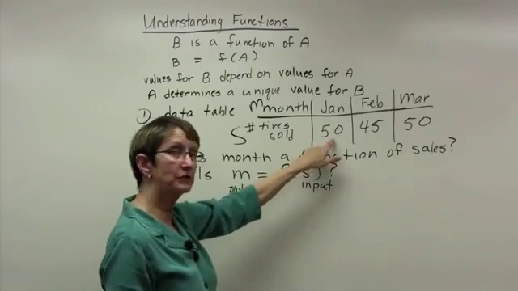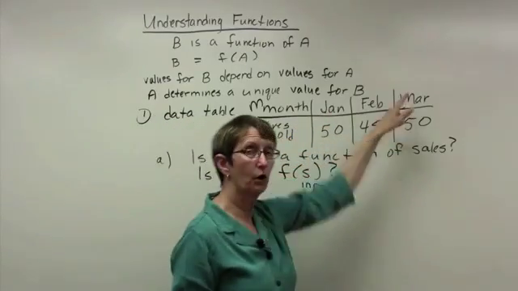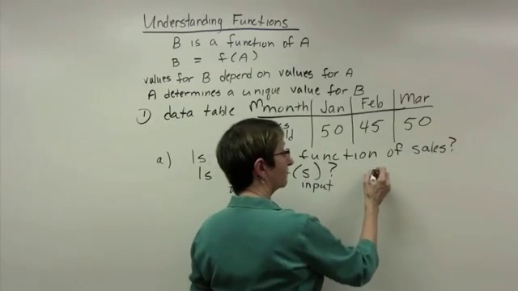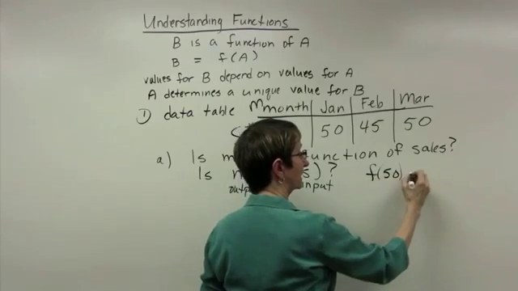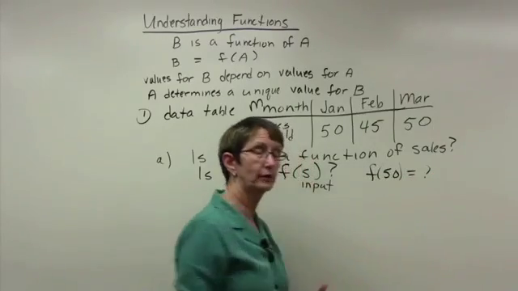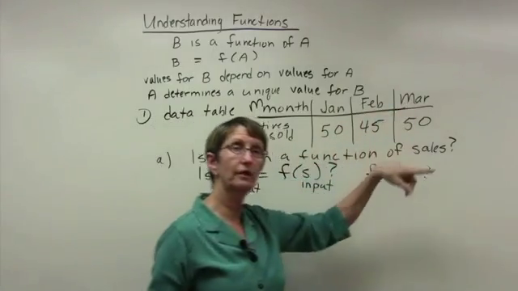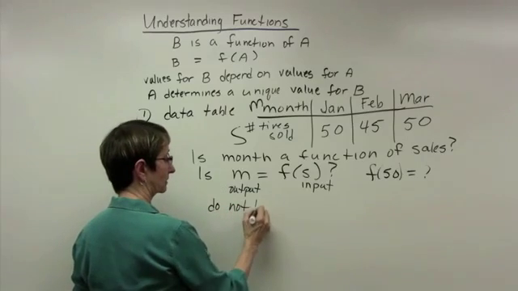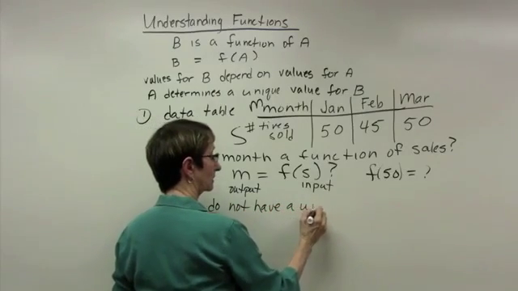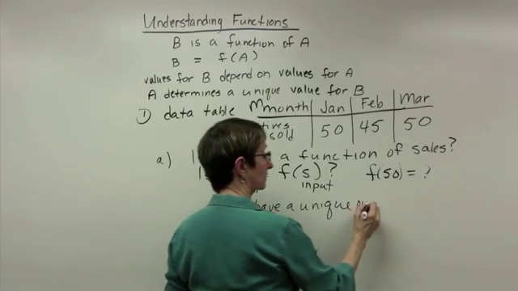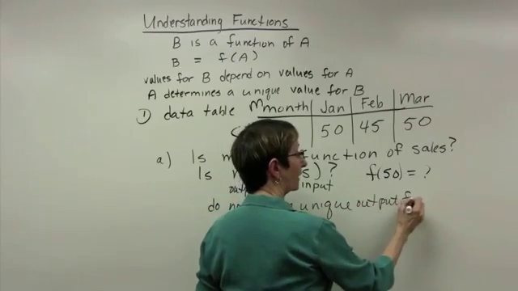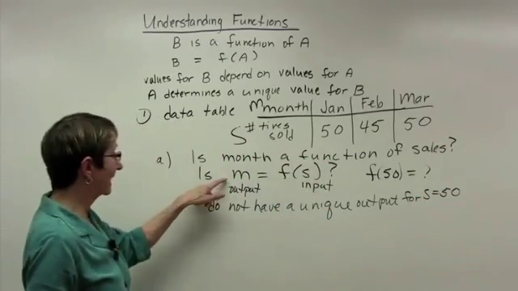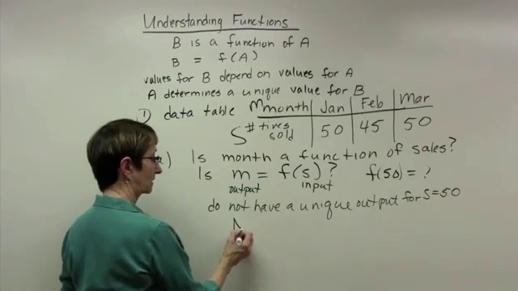If I choose 50, I can get either January or March, so that I cannot say f of 50 equals some particular number or a particular month. So I do not have a unique output for S equal to 50. So that means M is not a function of S.